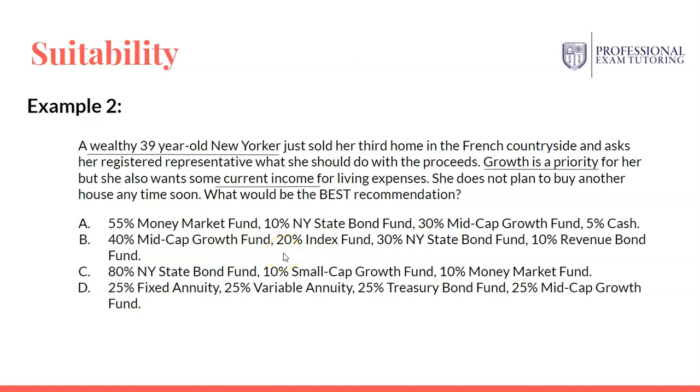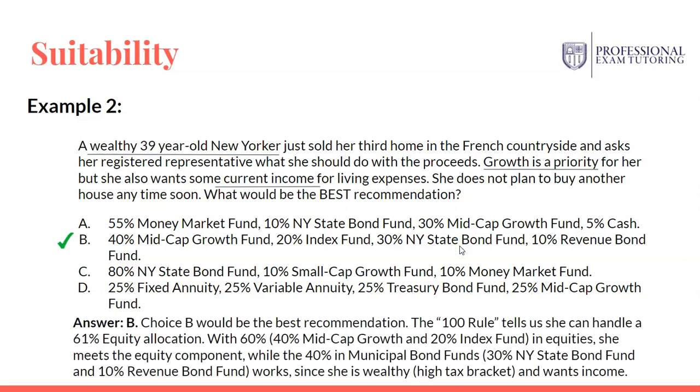And the other thing that really reaffirms our decision is the fact that she's a New Yorker, and the revenue bond, which is a muni bond, would have some tax benefits, but also the 30% New York State bond fund would also have tax benefits. She would be totally tax exempt on these, and that's very good for a wealthy person in a high tax bracket. So we would pick B for our answer.